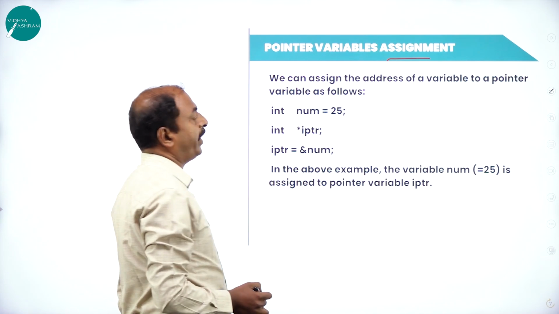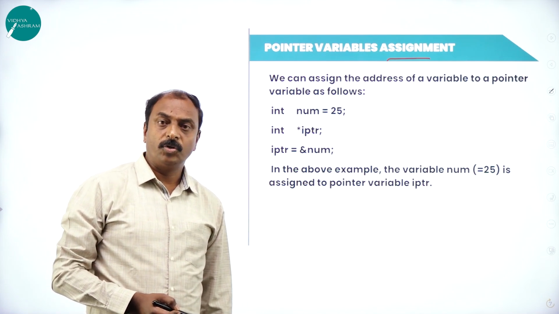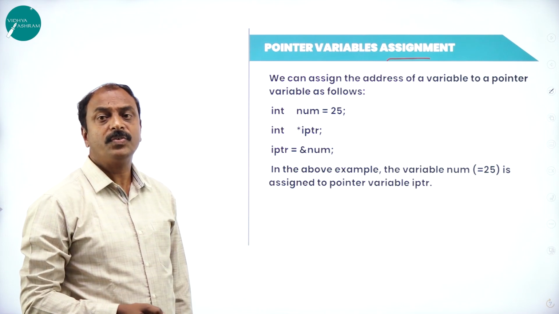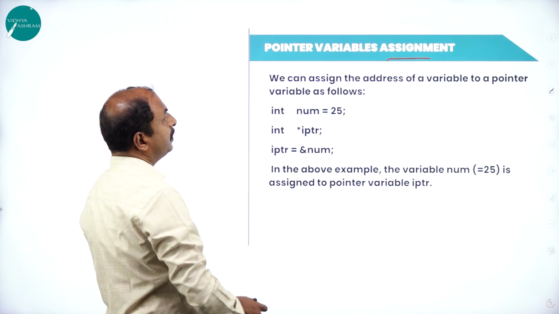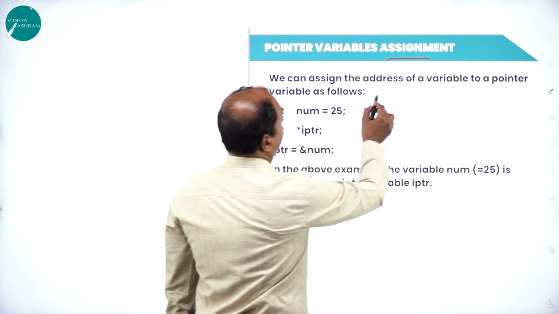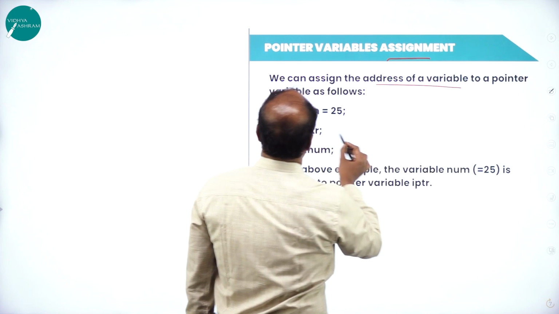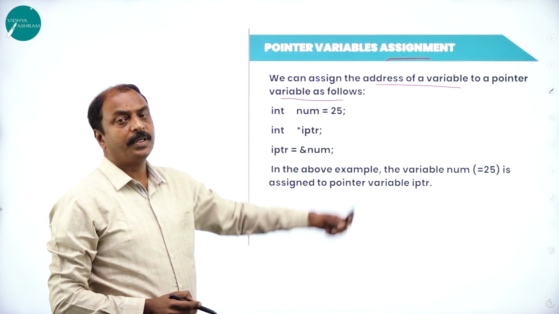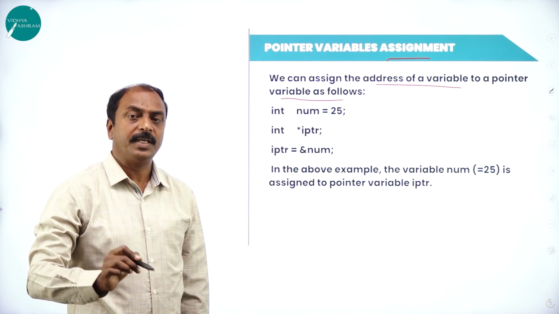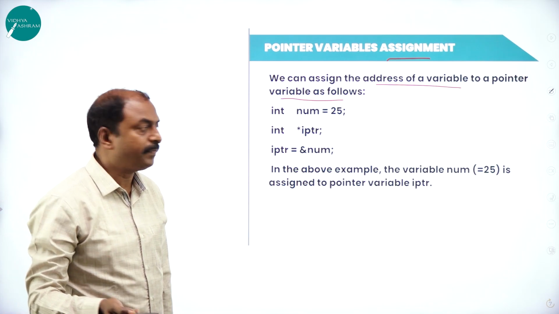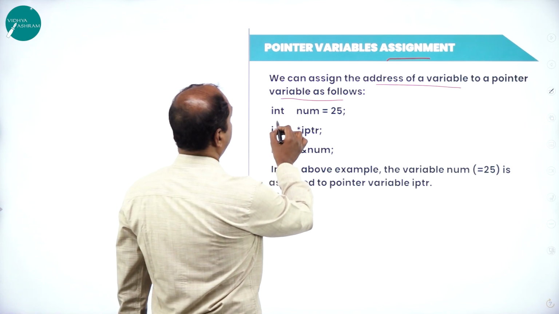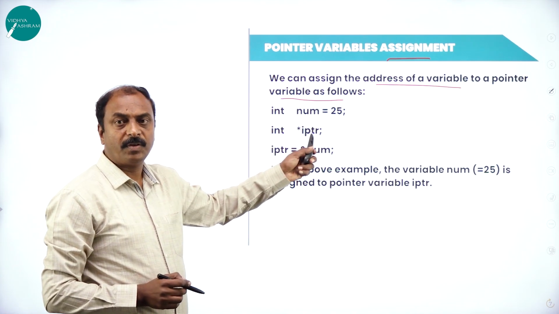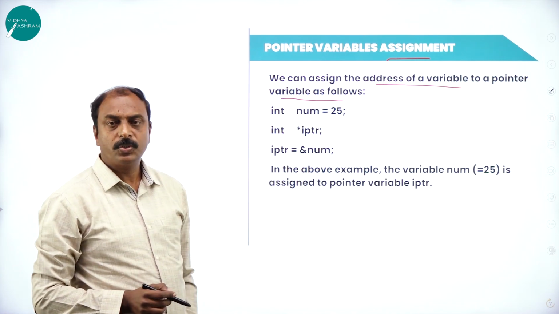Now how do we assign values to a pointer variable, the address of some other variable? Here we can assign the address of a variable to a pointer variable as follows. We are going to assign only the address of another variable. That is the meaning of a pointer variable. For example, int num equal to 25. Here num is a normal variable that stores the value 25.